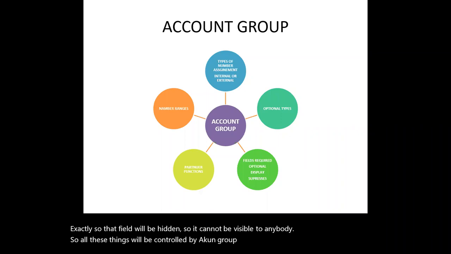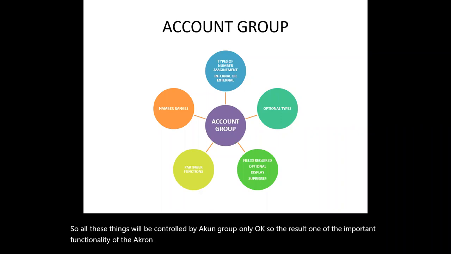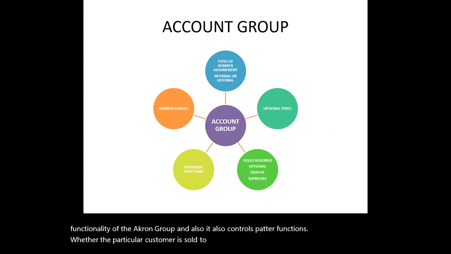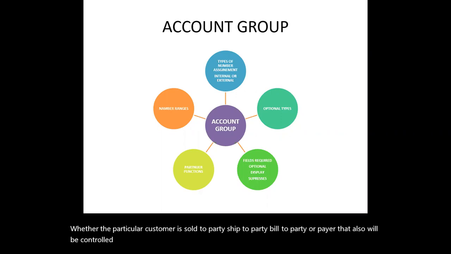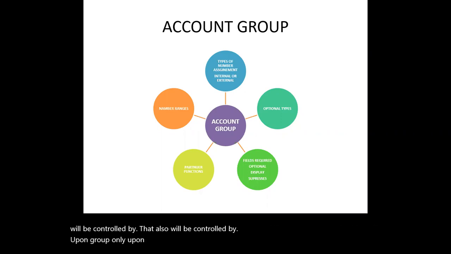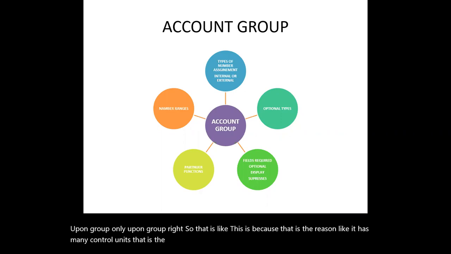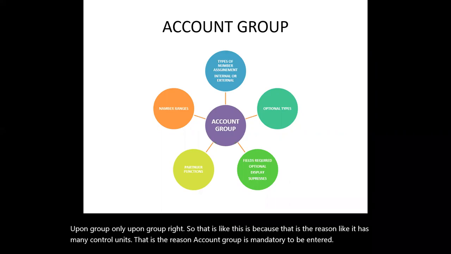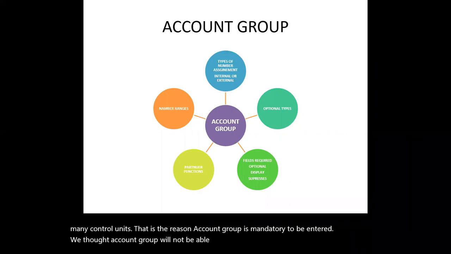So that is one of the important functionalities of the account group. And it also controls partner functions. Whether the particular customer is a sold-to party, ship-to party, bill-to party, or payer will also be controlled by the account group. That is the reason it has many controlling elements, and that is the reason the account group is mandatory to be entered. Without the account group, you will not be able to create the customer master data.